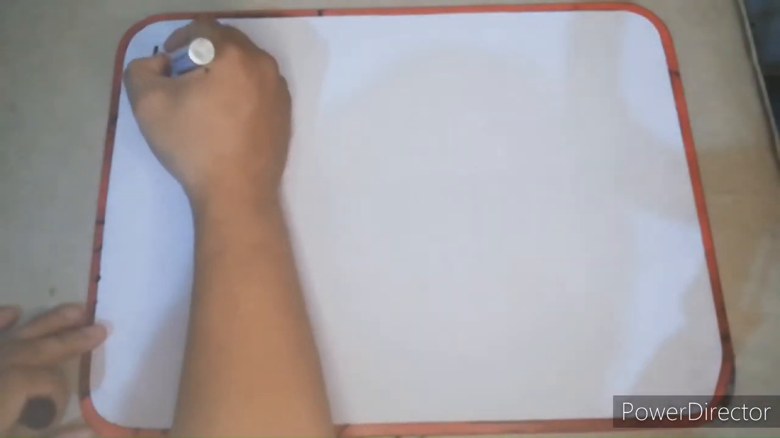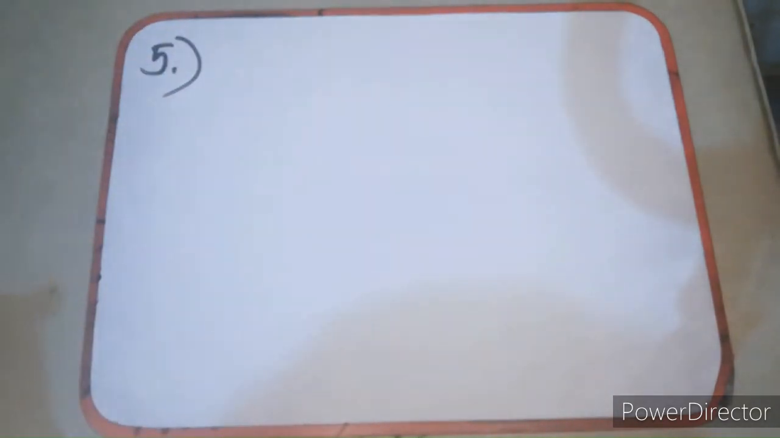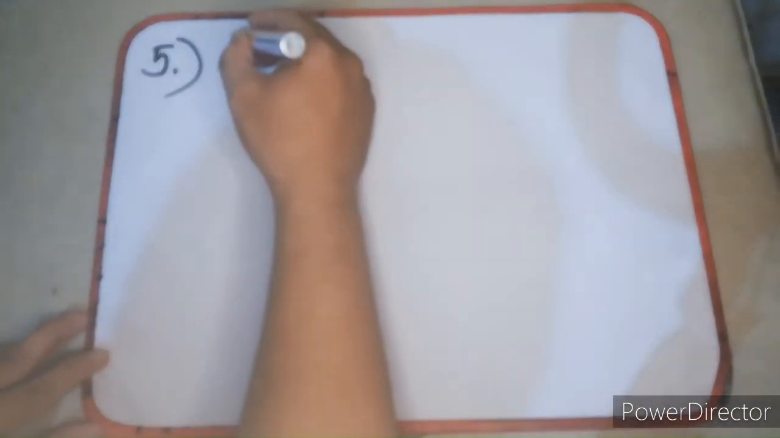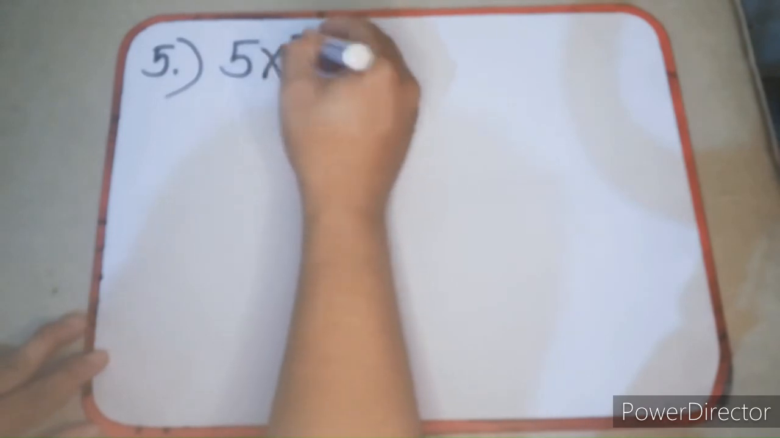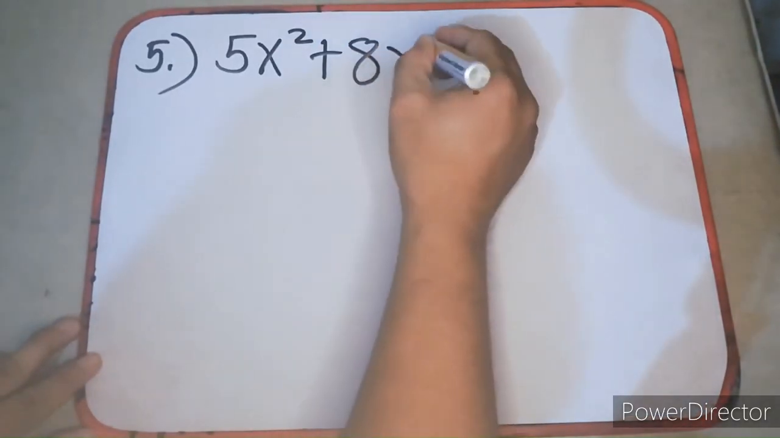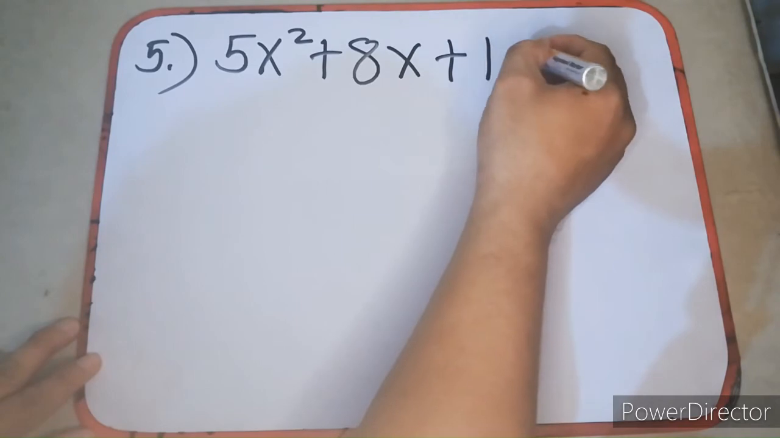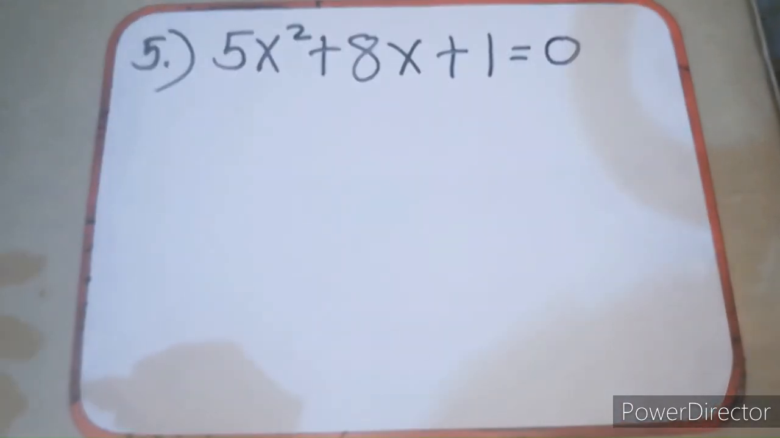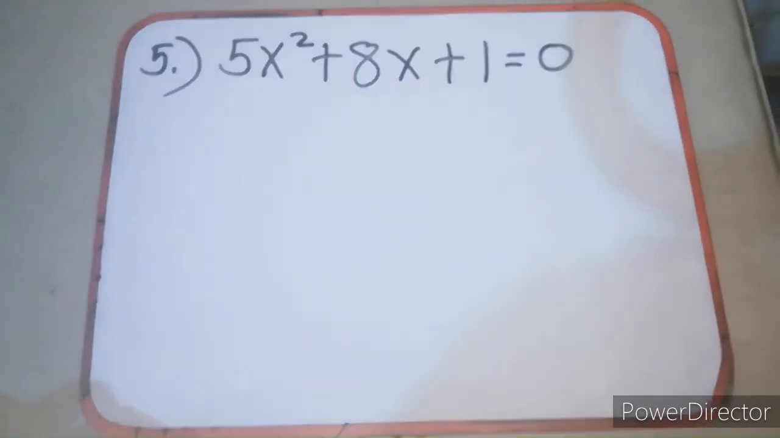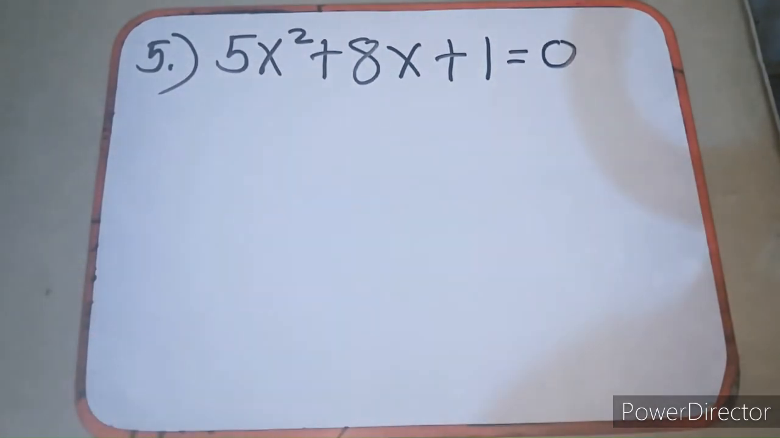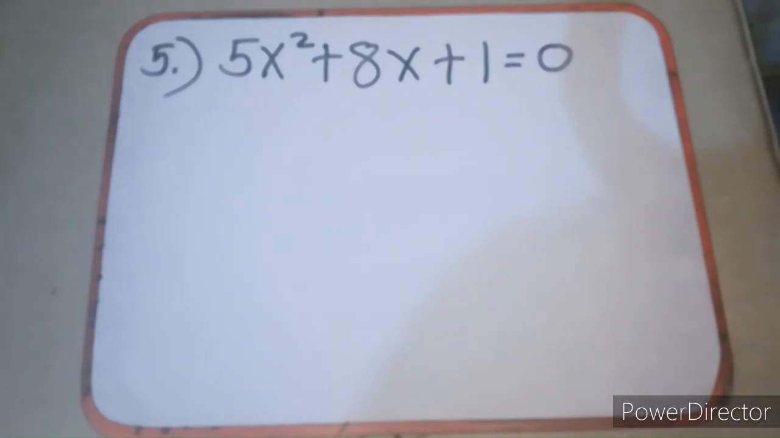Okay, let's proceed now to answering our next example on determining the nature of the roots of a given quadratic equation. So let's have example number 5. The given is 5x squared plus 8x plus 1 is equal to 0. In order for us to find out the nature of the roots of that given quadratic equation, what you are going to do first is to identify the values of a, b, and c.